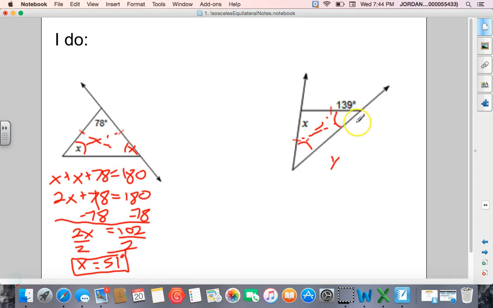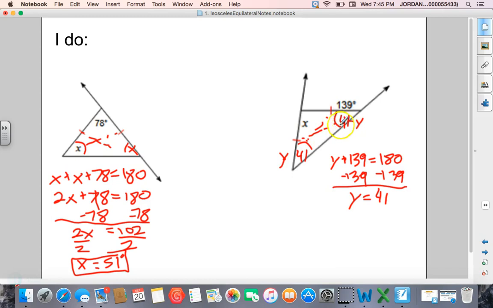We're going to call this angle y. Since this one's angle x, we'll call that one angle y. So of course this is also angle y because they're the same. So we need to figure out what is y. Well, y plus 139 should equal 180. So we minus 139, minus 139. So y must equal 41. So now we know this is 41 and this is 41.